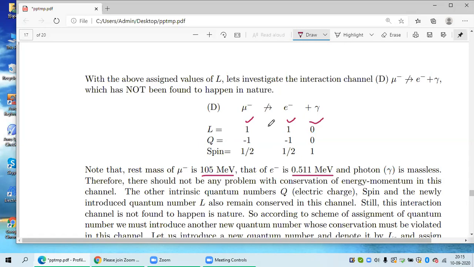Now, this quantum number assignment scheme suggests that there must be at least one quantum number that is not conserved in this reaction. So the non-observation of this interaction must be translated in terms of non-conservation of one quantum number. And that quantum number is not in the list: L, Q, spin, etc. and charge, energy, momentum, etc. They are not that quantum number. So all quantum numbers are conserved, still it doesn't happen. So what should we do? Can you suggest what we should do?